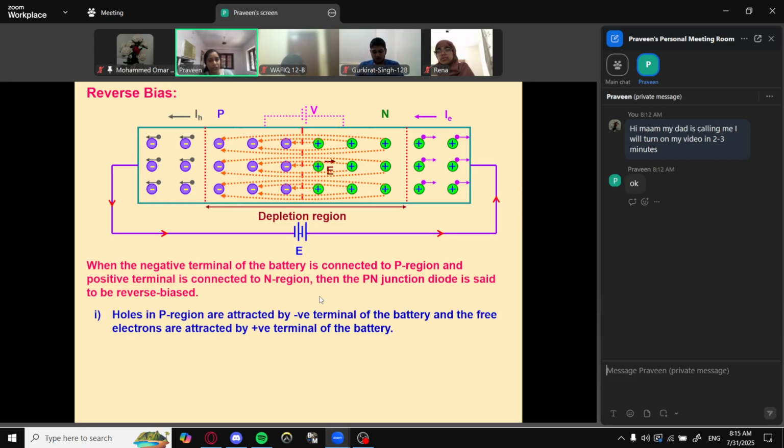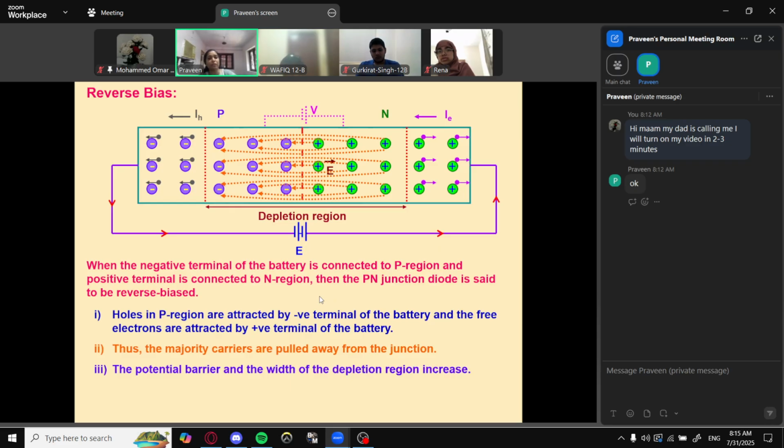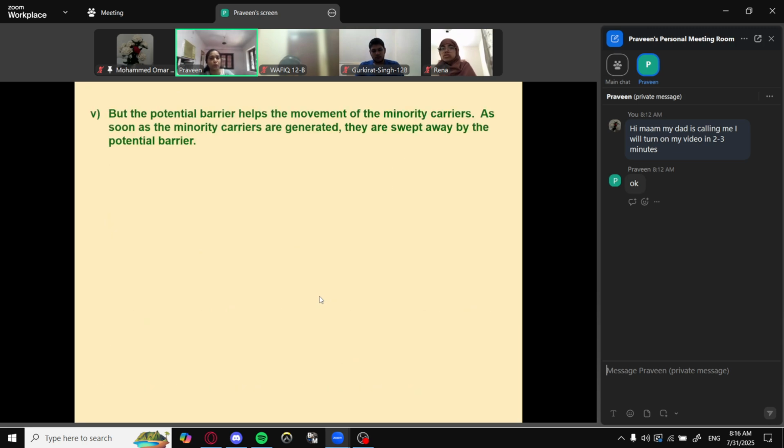That means the holes in the P region will be attracted by the negative terminal of the battery and the free electrons in the N side will be attracted by the positive terminal of the battery. So the majority charge carriers will be pulled away from the junction, and hence the potential barrier and the width of the depletion region will be increasing. Once the barrier is increased, the majority charge carriers won't get enough energy to cross the junction and complete the circuit. So it will be difficult for majority charge carriers to diffuse across the junction.